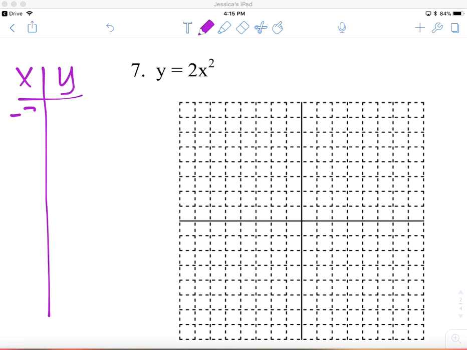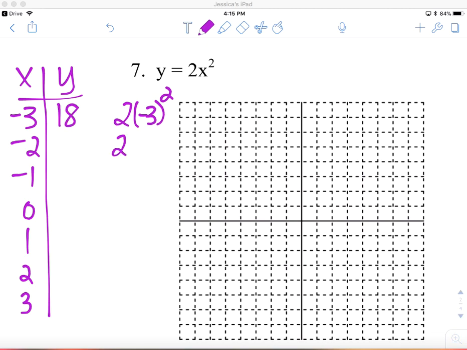We're going to go from negative 3 to positive 3 again. And this time I have a 2 in front, so I'm multiplying everything by 2. Well, negative 3 squared is 9. 9 times 2 would give me 18. Negative 2 squared is 4. 4 times 2 would give me 8. Negative 1 squared is 1. 1 times 2 is 2.